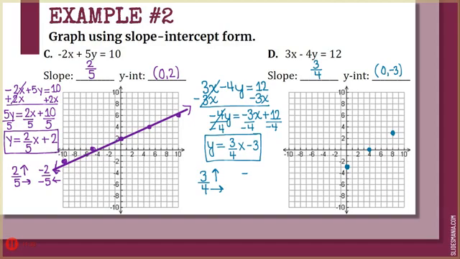I also know that a negative over a negative makes a positive, so I can also rise a -3 and run a -4. So I can also go down 3 and left 4. So down 1, 2, 3, left 1, 2, 3, 4. And then we would connect all of those with a straight line, making sure to put arrows on the ends because it extends forever.